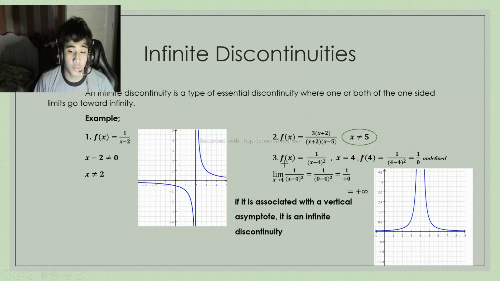Yeah, and for the third example, pwede natin gawin to. Yung function natin ay merong specific value, yung x. So f of x is equal to 1 over quantity x minus 4 squared, wherein x is equal to 4. So f of 4 is equal to 1 over quantity 4 minus 4 squared. So is equal to 1 over 0. Undefined. Paano naging undefined? PEMDAS muna tayo. Parenthesis muna. 4 minus 4 is equal to 0. 0 squared is 0 and 1 over 0 is undefined.